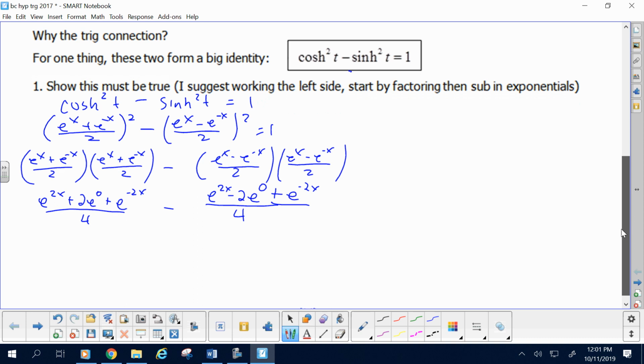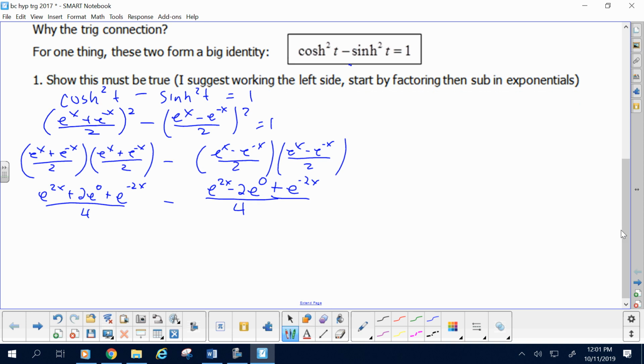Alrighty, let's break this up into little pieces, shall we? So I've got your e to the 2x over 4 plus, what's 2e to the 0 over 4? 1/2 plus e to the negative 2x over 4 minus, now I'm going to definitely need parentheses, so I distribute the negative, e to the 2x over 4 minus 1/2 plus e to the negative 2x over 4.